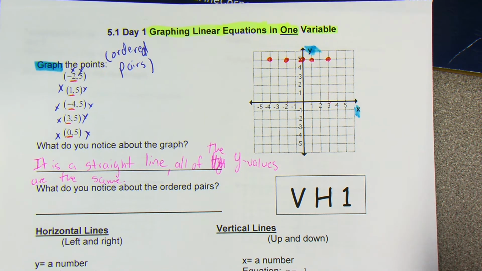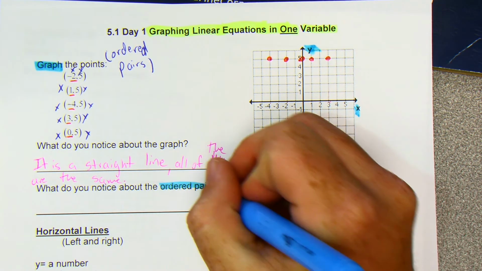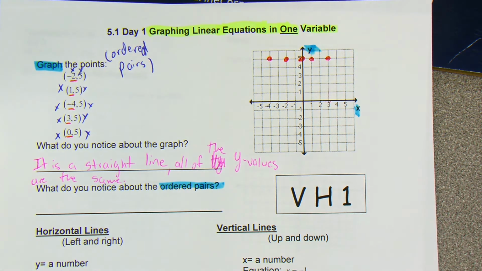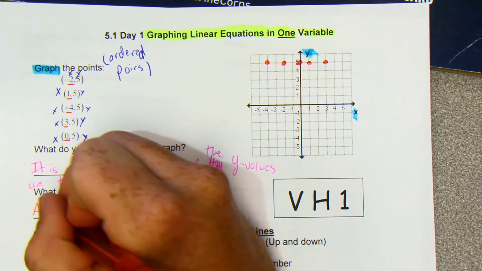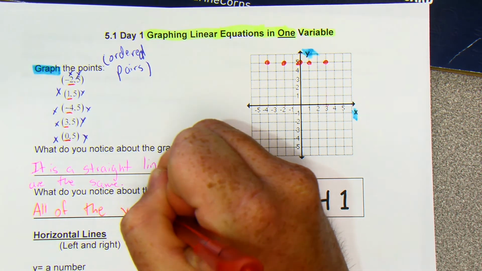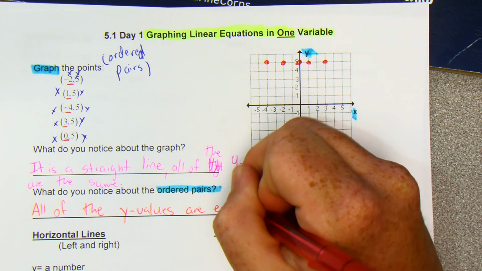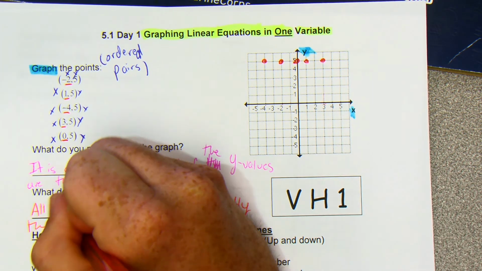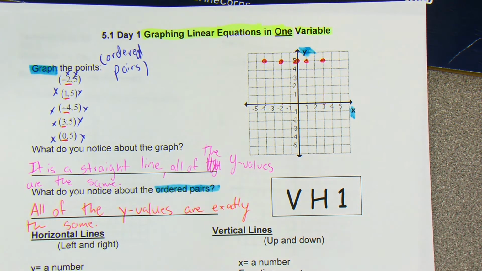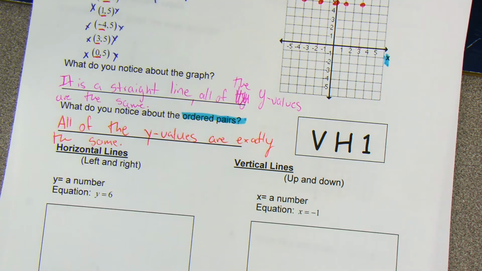And we kind of answered this question again. It says, what do you notice about the ordered pairs? Like I just said, we notice that all of the y values are exactly the same. So that's what we're going to write: all of the y values are exactly the same. And that's why we have a straight line there.